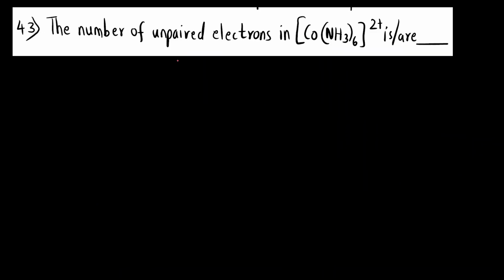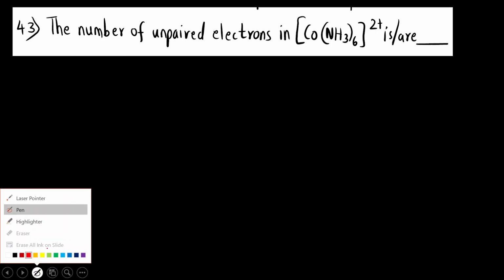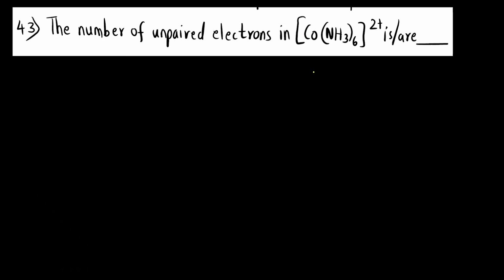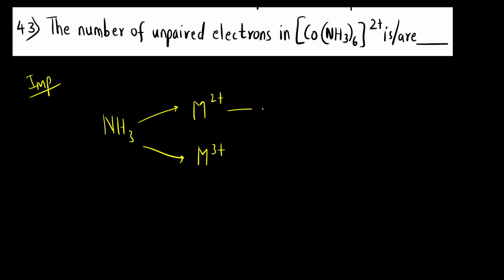Next one: the number of unpaired electrons in Co(NH3)6 2+. This is important. Remember, whenever we have an ammonia ligand, there are two cases: either the metal is in +2 charge or the metal is in +3 charge. If the central metal ion is in +2 charge, then ammonia behaves as a weak ligand, and if it is in +3 charge, then it will behave as a strong field ligand.